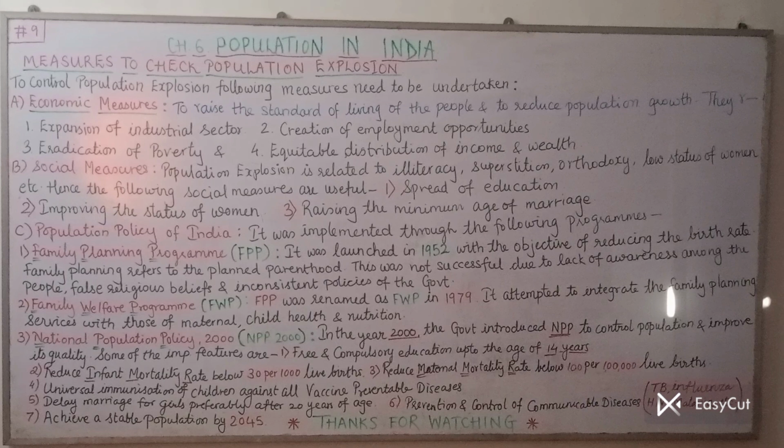So we are moving to the next family welfare program. Now why all of a sudden I switched to the next point? Because this FPP was a failure, and as a result the government itself, instead of FPP, renamed that policy to the new policy which we started just now, FWP, Family Welfare Program. So FPP, Family Planning Program, was renamed as FWP in the year 1979.